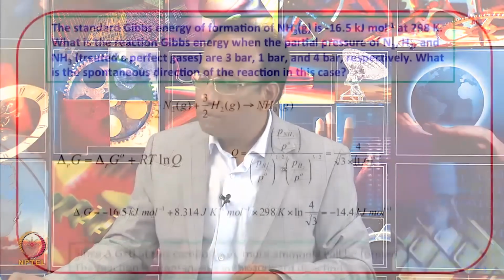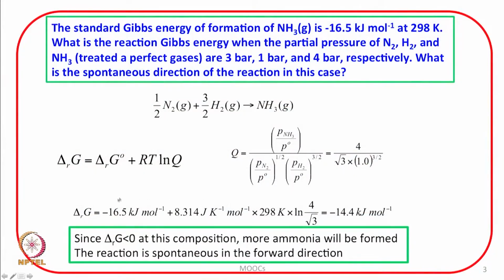Let us take a look at it. Since delta R G is less than 0 at this composition, more ammonia will be formed. That means the reaction is spontaneous in the forward direction.